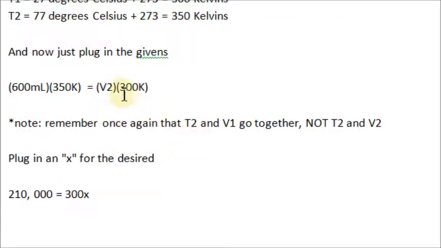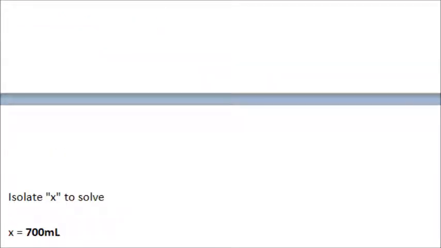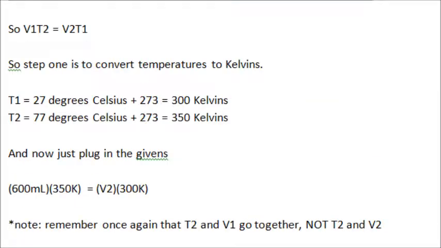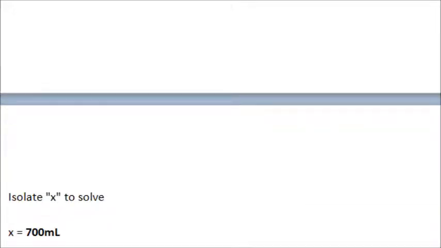So now I just like to replace V2 with an X for the desired. So then you get 600 times 350 equals 2100 equals 300x. Solve for x by dividing by 300. Your answer, 700 milliliters. So that's the answer. The final volume of the sample of nitrogen would be 700 milliliters.